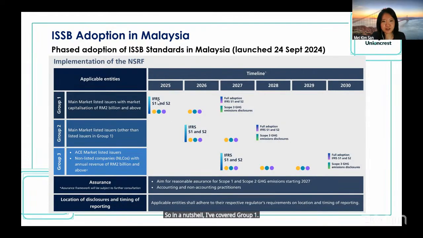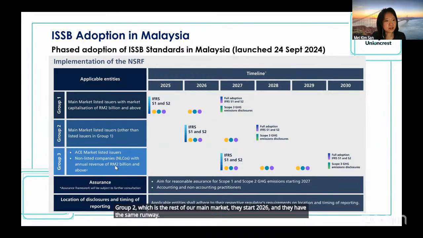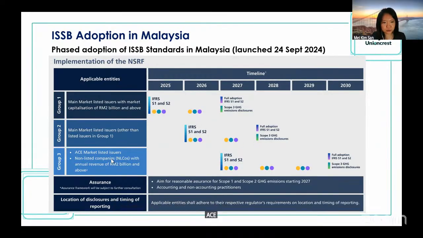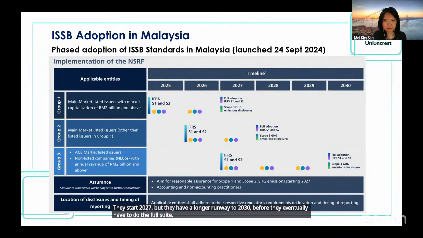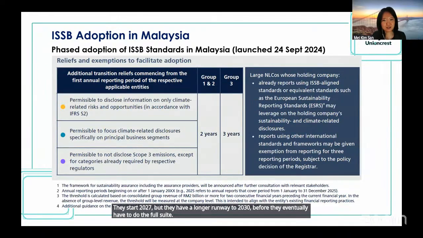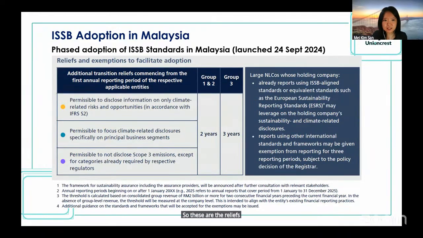We have a first set of reporters, and then moving on to Group 2, which is the rest of our main market. They start in 2026 and they have the same runway. ACE market listed issuers, Group 3, is actually our secondary market, and of course, large non-listed companies. They start 2027, but they have a longer runway to 2030 before they eventually have to do the full suite. So these are the reliefs. I will not cover them in detail.